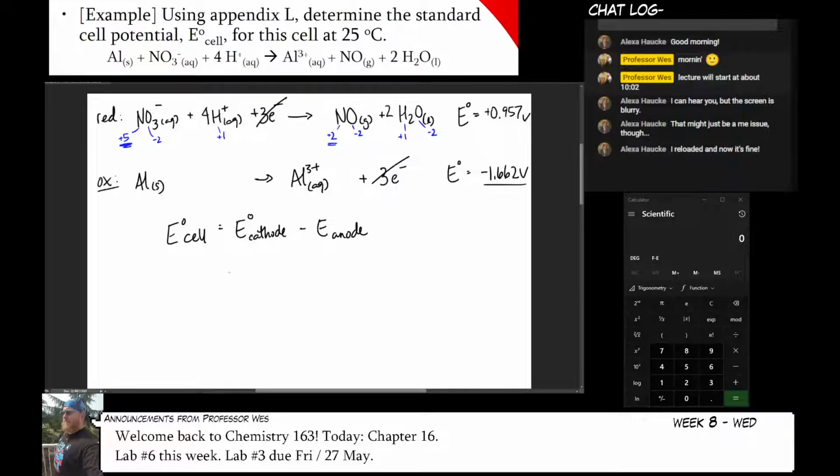All right, so the voltage of our cell is going to be cathode minus anode. So reduction occurs at the cathode, so we're going to put the cathode's value down, minus the anode's value. And when subtracting a negative, it becomes positive, so we just do that. And the voltage of this cell would be that, 2.619 volts.